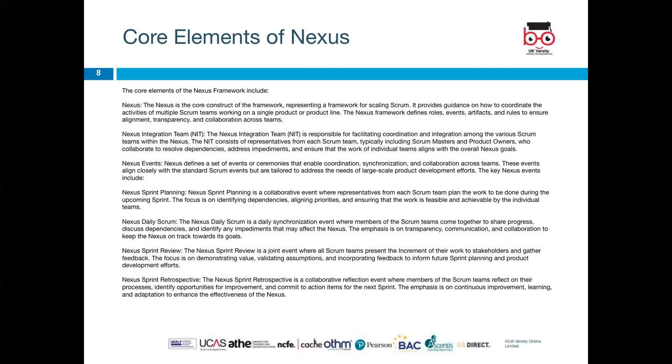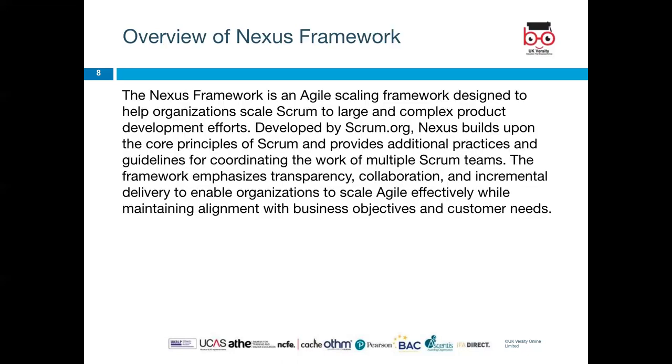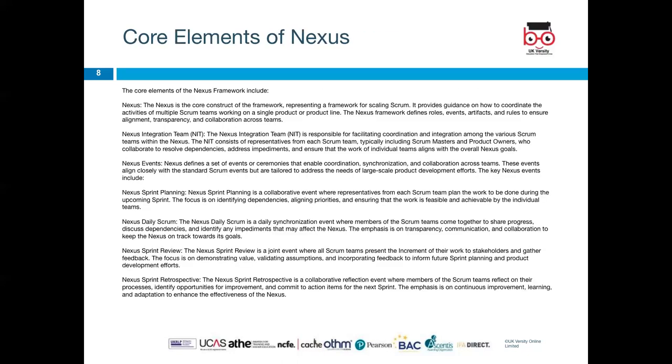So what is the Nexus integration team? The Nexus integration team is responsible for facilitating coordination and integration among various Scrum teams within the Nexus. So you might be thinking, what is Nexus and all. The Nexus framework defines roles, events, and artifacts to ensure alignment, transparency, and collaboration across teams. We've literally looked at that.